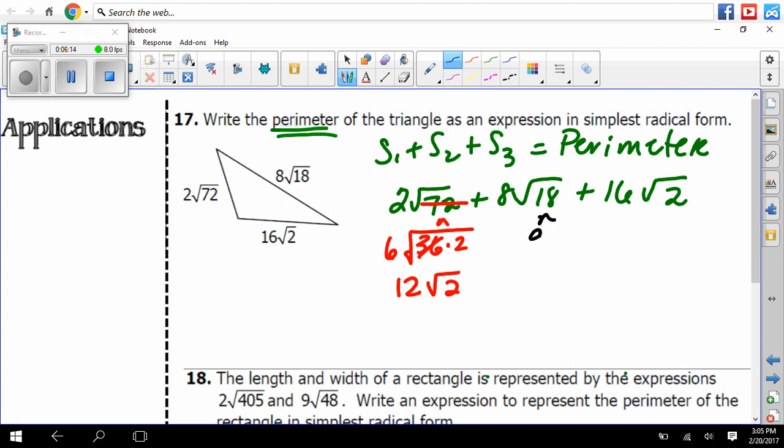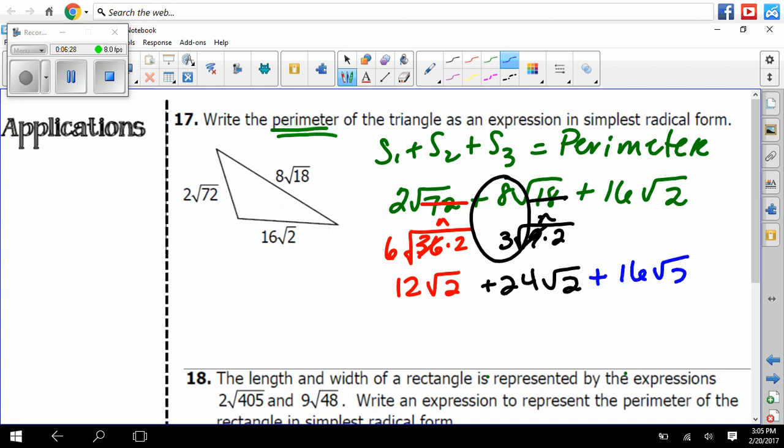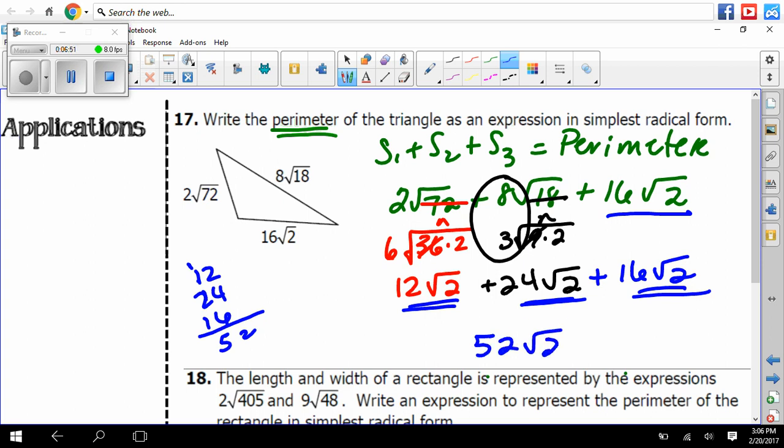18 breaks down to 9 times 2. Square root of 9 is 3. So that gives me positive 24 radical 2. And over here we have 16 radical 2. That's already done. So it's going to be 16 radical 2 because it is as it is. Now, radical 2s, and radical 2. So they can all be added together. 12, 24, and 16. That gives me 52 radical 2, and it would be units. It's just perimeter.